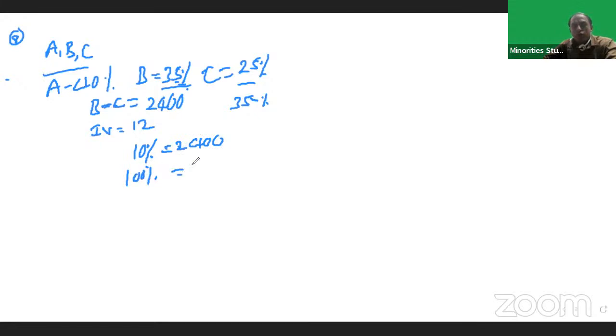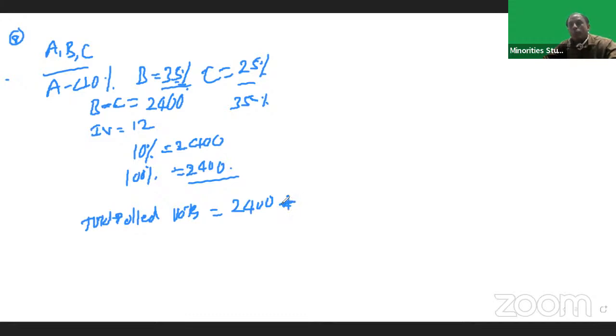Find the total votes. 100% is equal to... and invalid votes is 12. 10% is 2,400, so 100% is 24,000. 24,000 plus 12 is 24,012. 24,012 is the right answer.